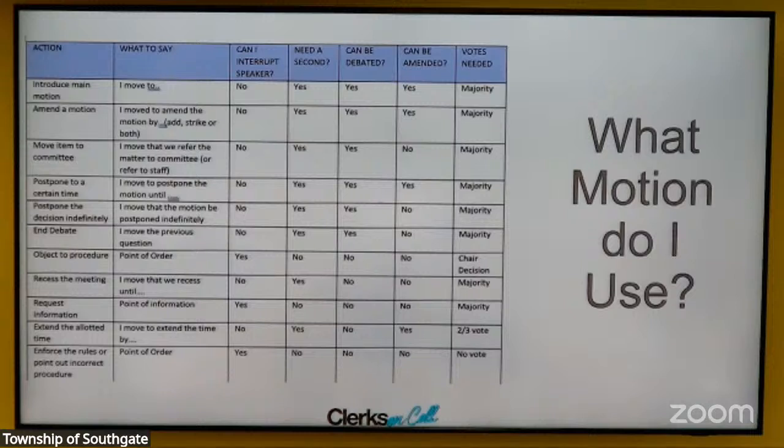And now, having gone through a number of different types of motions, we want to help you be a parliamentary master at your meetings. So Clerks on Call has provided everyone with a copy of the What Motion Do I Use cheat sheet. We find that this is a particularly helpful chart that notes different actions that you might want to take during a meeting and how to phrase the correct motion. So for example, to end debate, you would say, I move the previous question or I call the question. We've prepared this for you because we find that having all of these actions on one piece of paper, rather than having to flip through pages of your procedure bylaw, makes it easier to reference during your meetings. And we also want to encourage you to share this tool with any other municipal staff or committee members that you think might benefit from having it as well.